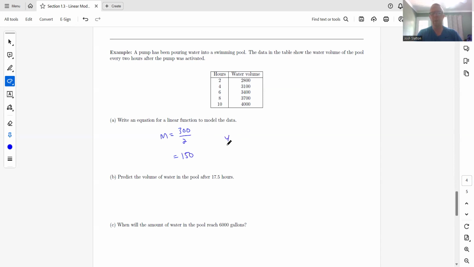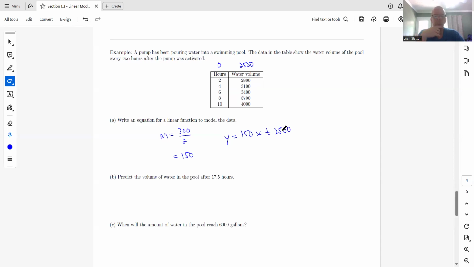And then to get the y-intercept, what would it be at 0? So to go down 2 more hours, we're going to go down 300. So that must mean that the y-intercept would be 2,500. So we have 150x plus 2,500.